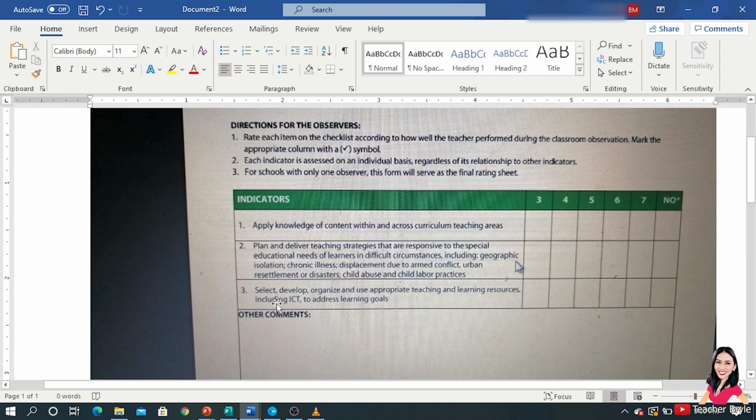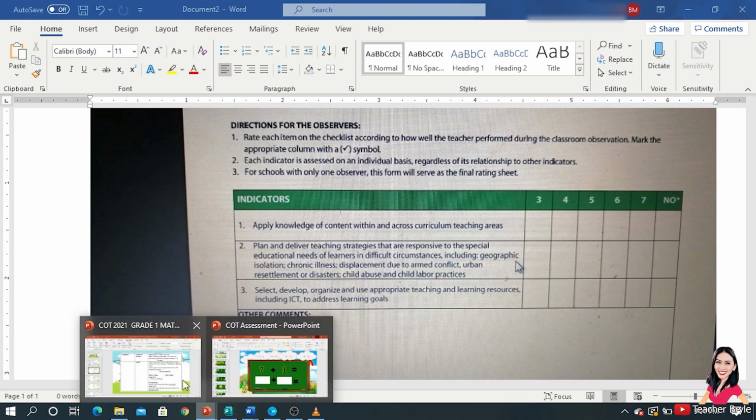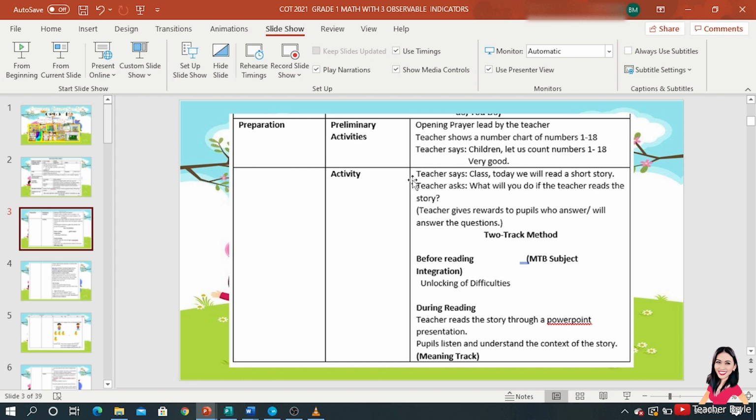And the third is select, develop, organize, and use appropriate teaching and learning resources, including ICT, to address learning goals. So it is very important this time that you know how to make PowerPoint presentations, or during your lessons you will show video clips. We need to use appropriate teaching and learning resources, including ICT. So these are the three indicators the observer looks for, which they will observe.